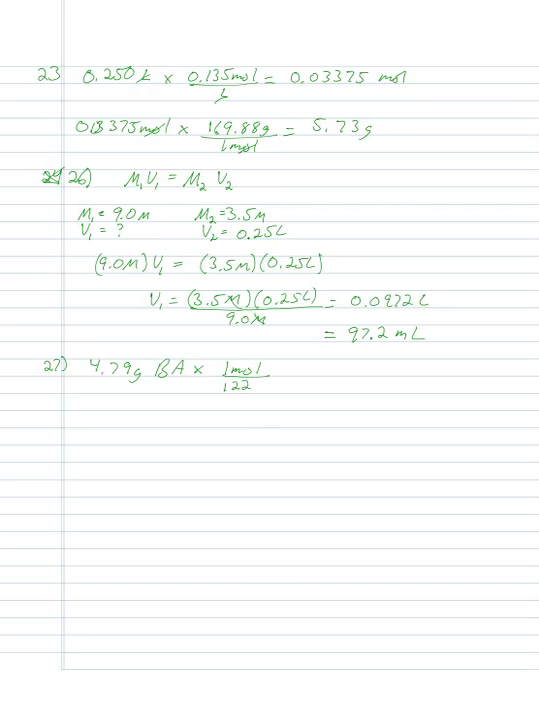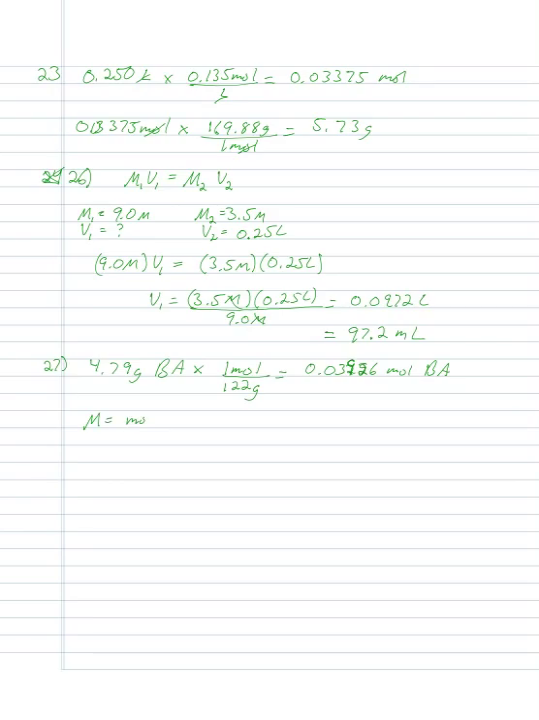And our V2 is equal to 0.25 liters. Okay, so let's plug in everything we know. So we've got 9.0 molar times V1 is going to be equal to 3.5 molar times 0.25 liters.